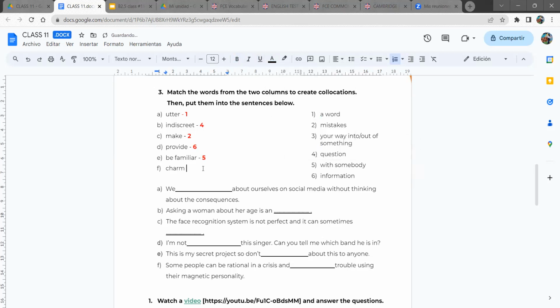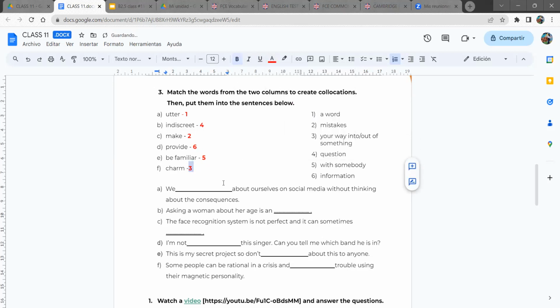Charm your way into or out of something. Your way into something or your way out of something. Okay, very good. Alrighty, guys. And then with this exercise, you had to write it.